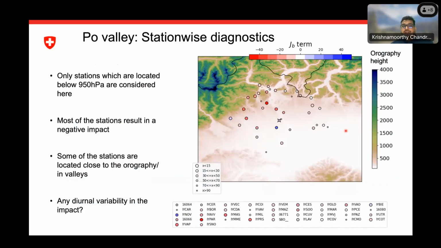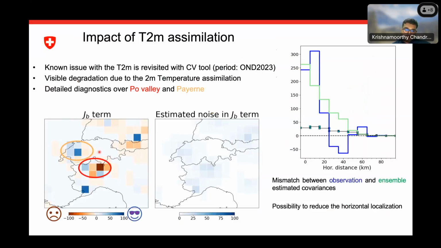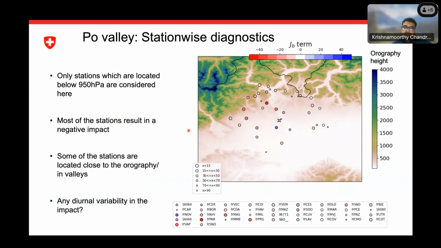On top of this binned statistics, we have also recently implemented the station-wise diagnostics in the same cross-validation tool, which allows us to look at each station separately. For example, in the rest of the presentation, I will concentrate mostly on results from the Po Valley. Here we are seeing the verification of stations within some 50-kilometer radius from the Milan radiosonde, which is marked by X. And the color represents the JB term.